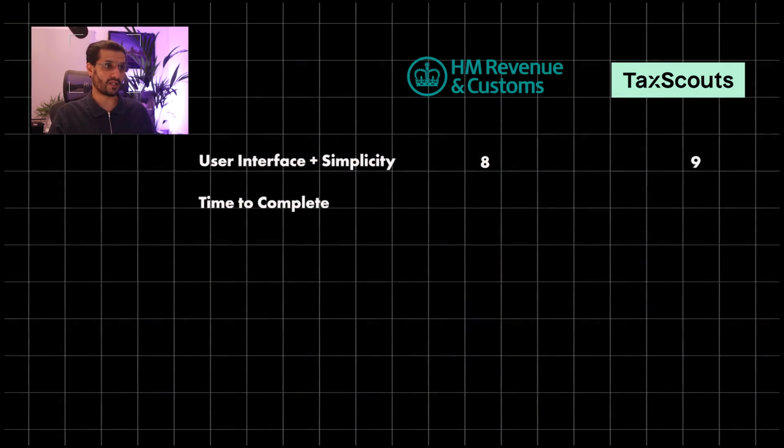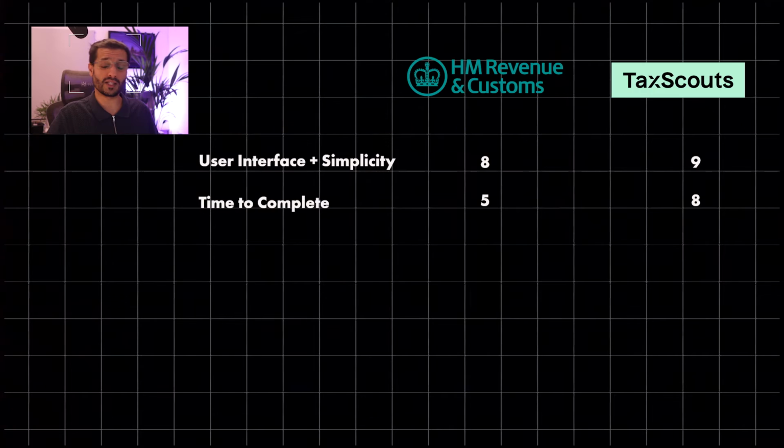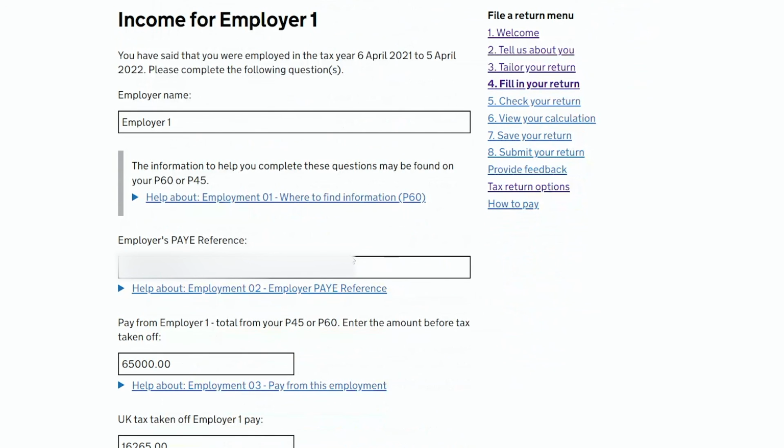Next up is the time it takes to complete the return. I'm going to give HMRC a 5 and TaxScouts an 8. And the reason I'm giving HMRC a 5 is because particularly for those of you who are first timers or the uninitiated, there are a lot of boxes to fill in and it can be quite confusing as to what you need to fill in and where.